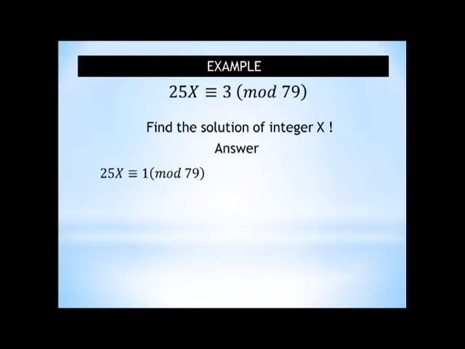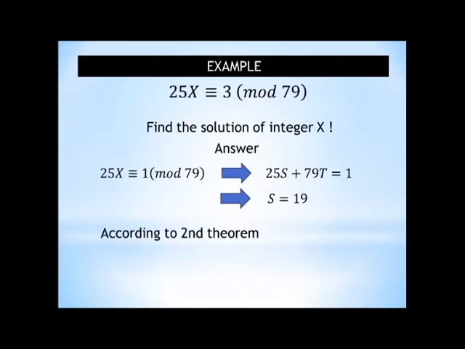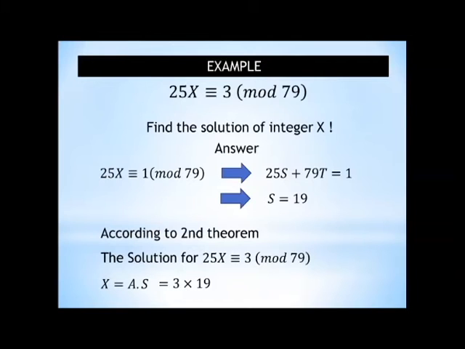Now we start again from the conclusion before. 25x congruent 1 mod 79, and it gives 25s plus 79t is 1, and we get s equal to 19. So, according to the second theorem, the solution for 25x congruent 3 mod 79 comes from this formula: x equal to a times s. It gives 3 times 19, the result is 57.